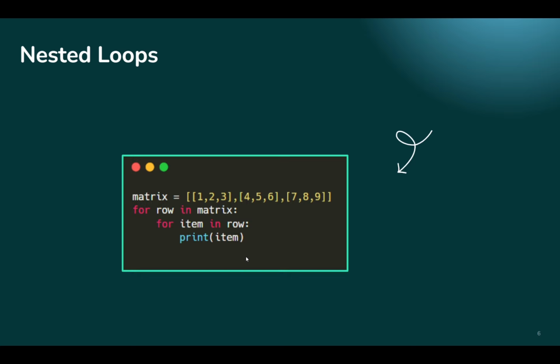Lists can even contain other lists. This is called a nested list or a matrix. To access each item, we use a loop inside another loop. This idea might look a little tricky at first, but it's super useful for games, grids, or working with data tables.